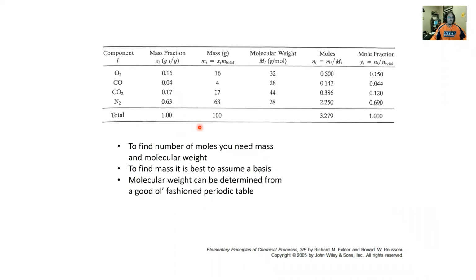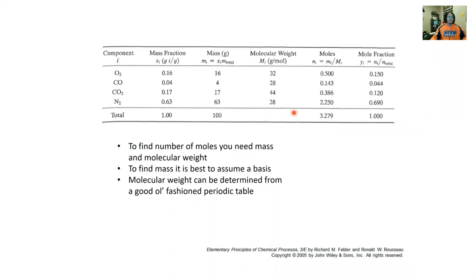They assumed a basis of 100 grams. Okay. And so 16 grams of O2, 4 grams of CO, 17 grams of CO2, and 63 grams of N2. So again, assuming a basis becomes very, very important. Molecular weight of each of these constituents, periodic table.